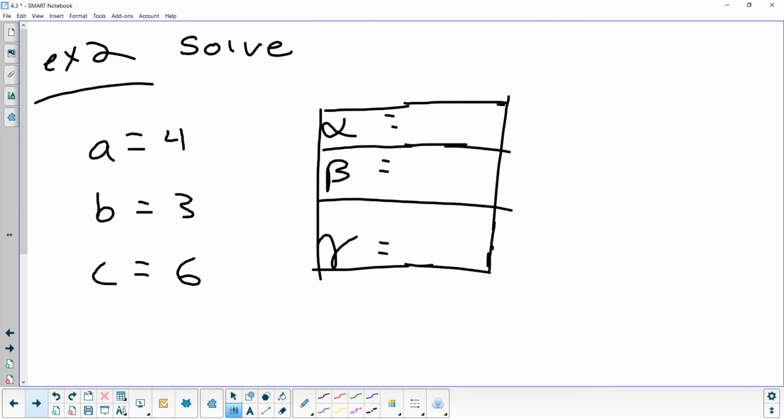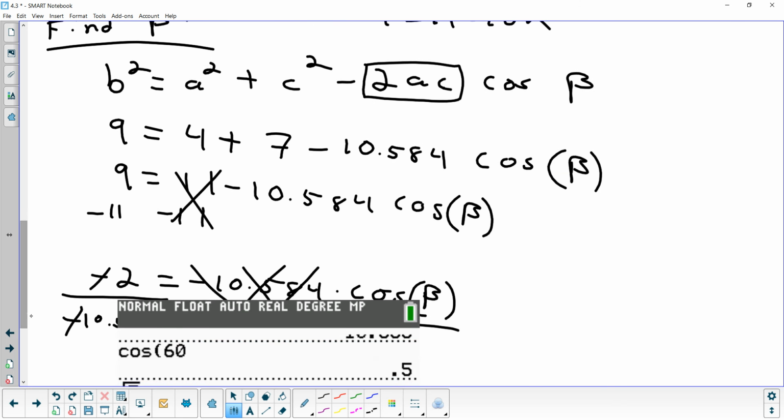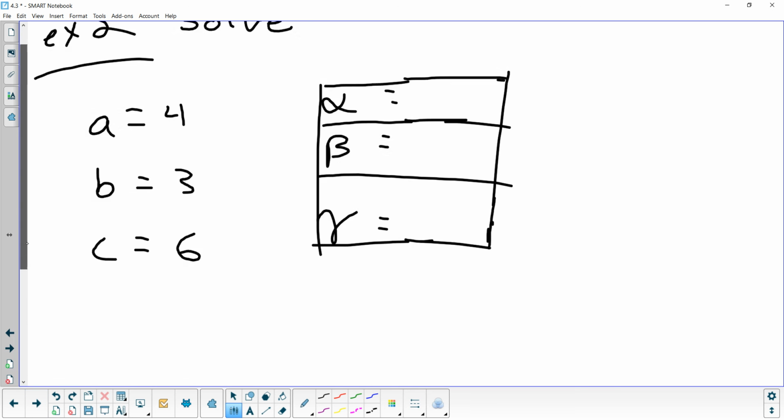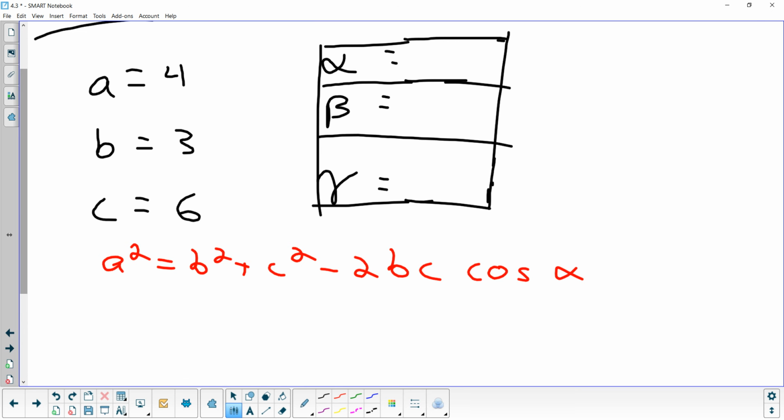Okay? But let's see, what did we solve for the angle last time? We did beta. So let's do alpha and gamma. We'll go through alpha together, and then I'll give you a minute to try to set up the equation for gamma. All right. So let's write down a squared equals b squared plus c squared minus 2bc cosine alpha. All right, and let's start filling it in.